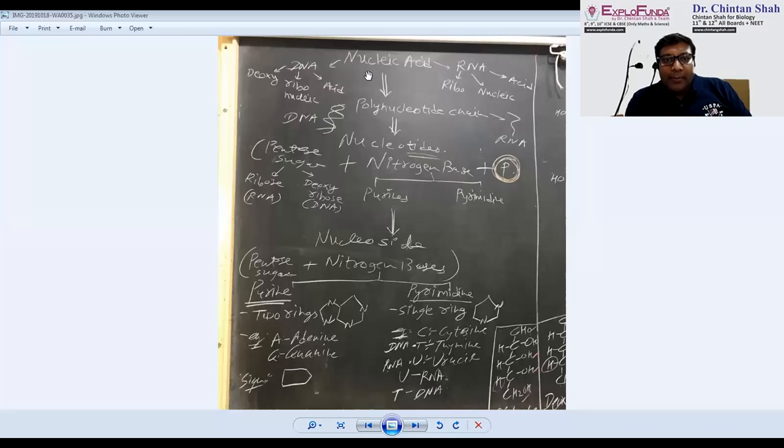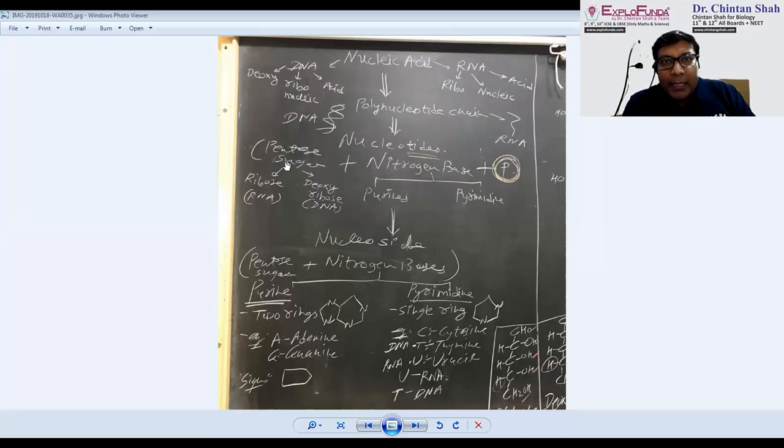Okay, so I am again repeating this sequence. Nucleic acid is DNA, a deoxyribonucleic acid. RNA is a ribonucleic acid. They are made up of polynucleotide chains. Poly means many. Many nucleotides combine and give rise to a polynucleotide chain. Two polynucleotide chains are present in the DNA and one polynucleotide chain is present in the RNA. A nucleotide is made up of what? Pentose sugar. Pentose means what? It has 5 carbons.